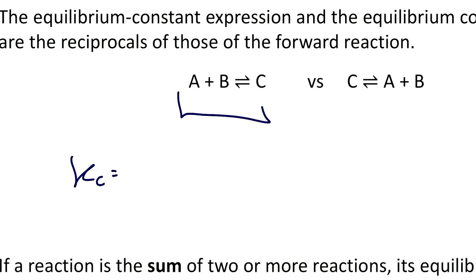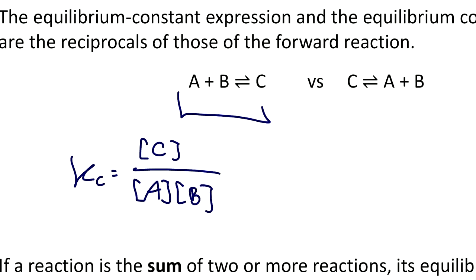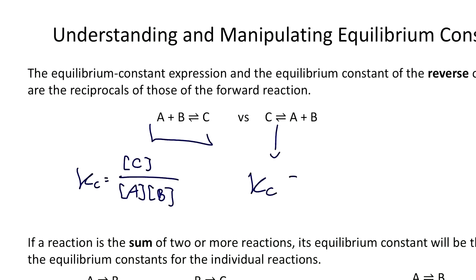Let's write the K expression for this reaction. Okay, so big K, products over reactants. So my product is C. My two reactants are A and B. Cool. So let's look at the other reaction. So how are these two reactions related to one another? They are reverses of one another. So let's call this KC, it doesn't matter. Let's write the K expression for the second reaction. It is A concentration times B concentration over C concentration.